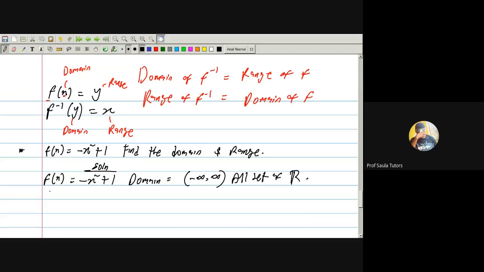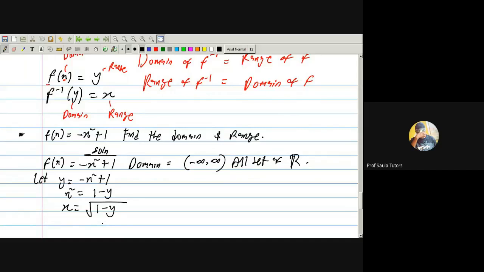Now, let y be our function. To get your range, you can just say let y be equal to minus x squared plus 1. And remember, x squared will be equal to what? 1 minus y. And my x will be equal to the square root of 1 minus y. So what are the values of y for which x is defined? That's your range. That's what they're asking you for. In the same way you find domain, but for range, we are centering on y.